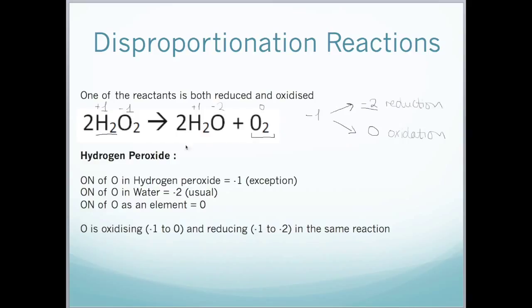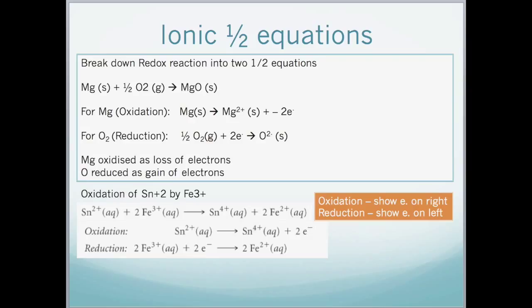So in this case, oxygen has been both reduced and oxidized. Therefore, we can categorize this as a disproportionation reaction. Let's look at ionic half equations. These are useful because they allow us to break down the redox reaction into two half equations. So one equation for the oxidation and one for the reduction.